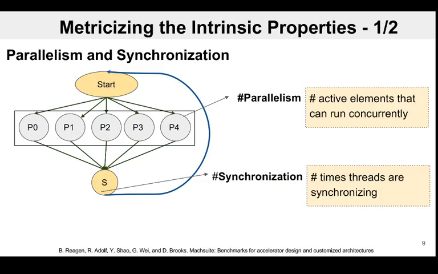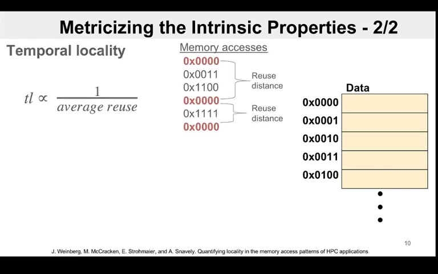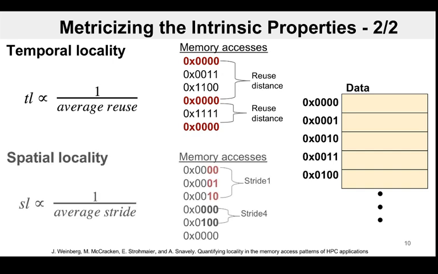Now I'll talk about measuring. To measure parallelism, we counted the number of active elements that can run concurrently at a time given infinite resource. Synchronization is the number of times the active elements or threads communicate. For control dependency, we measured the fraction of control instructions. For the memory properties, temporal locality is 1 over reuse distance, where reuse distance is measured as the number of accesses between accessing the same address. And spatial locality is measured as 1 over average stride.